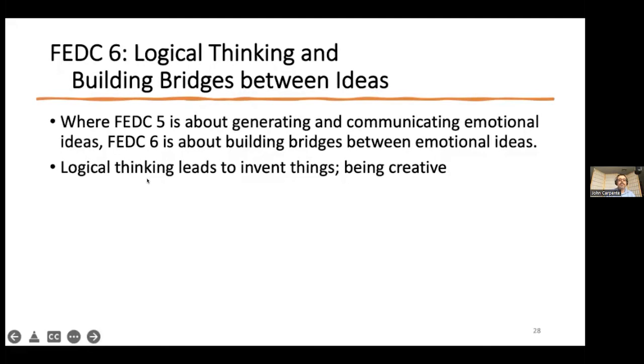Let's do a time check. Show one more video. So level 6 is bridging ideas. Where level 5, the pretend play and symbolism, is about generating and communicating emotional ideas, level 6 is about building bridges between emotional ideas.